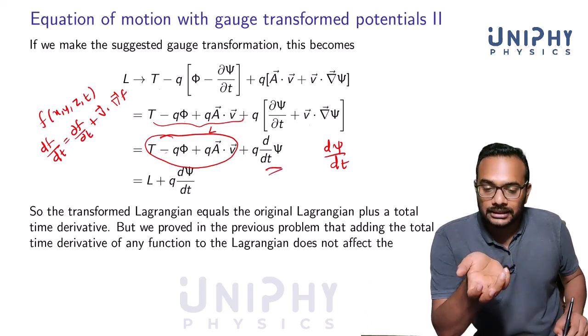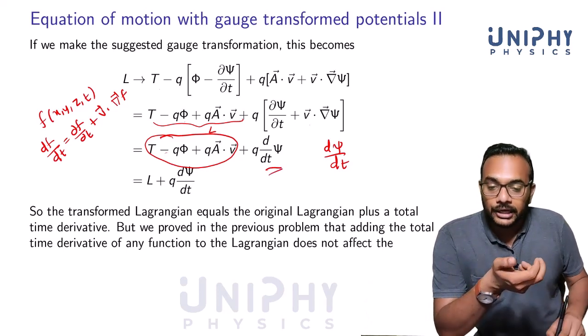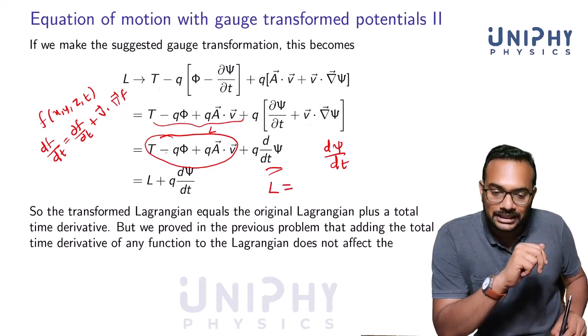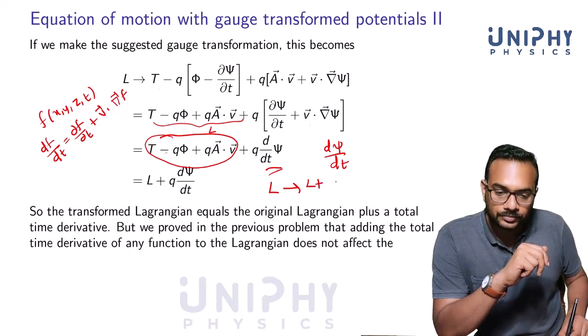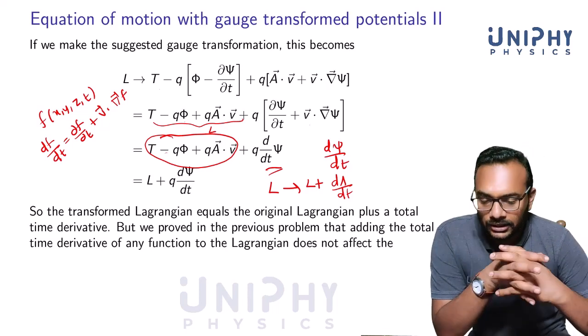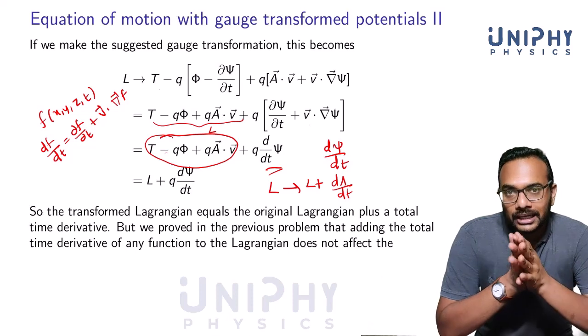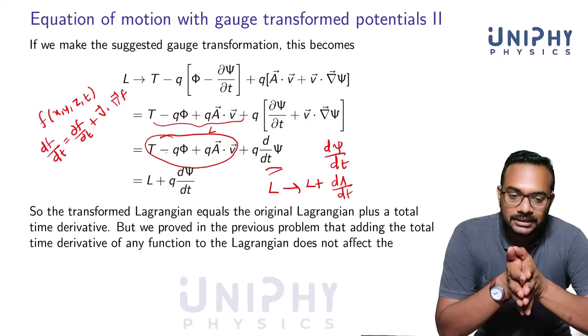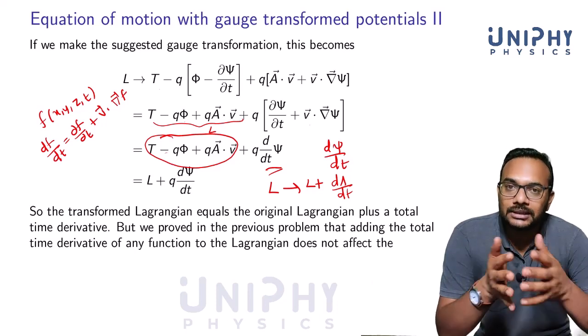Okay, it's a change by a total derivative, and you might have already noticed that the equations of motion do not change when we make this transformation, L going to L plus some d lambda by dt. So you have this freedom in finding the Lagrangian. If you have one Lagrangian that gives you the correct equations of motion, then L plus a total derivative will also give you the same equations of motion.